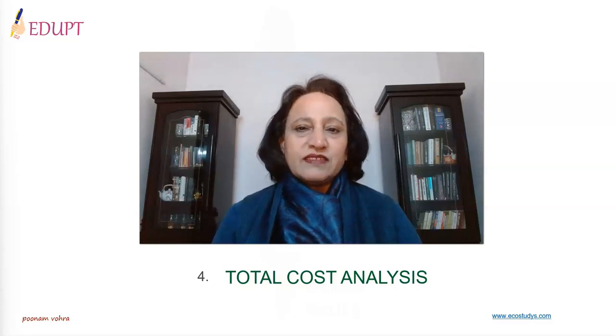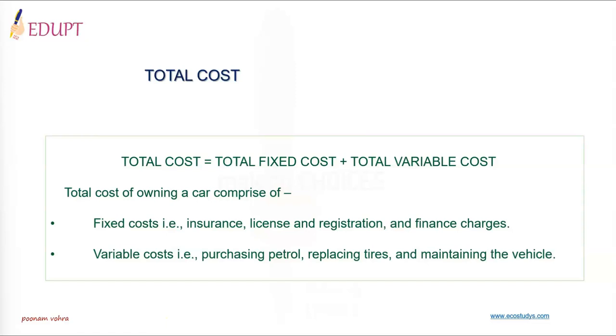So let us begin. Since in the short run, some factors are fixed and some are variable, the associated costs are either fixed or variable. So correspondingly, total cost of producing an output in the short run is the sum of costs incurred on fixed factors, that is total fixed cost, and costs incurred on variable factors, that is total variable cost.